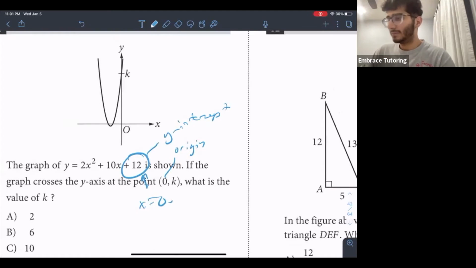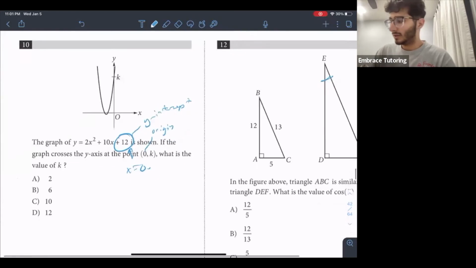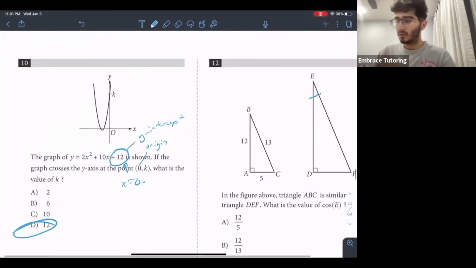So that means that in the equation, our answer would be 12, because you know that the y-intercept is where x is equal to 0. They're looking at the point where the graph crosses the y-axis, which is the y-intercept. So it would be 12.